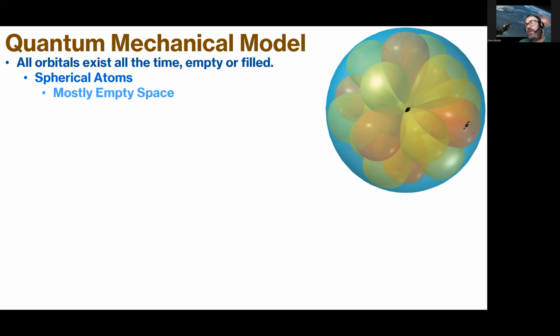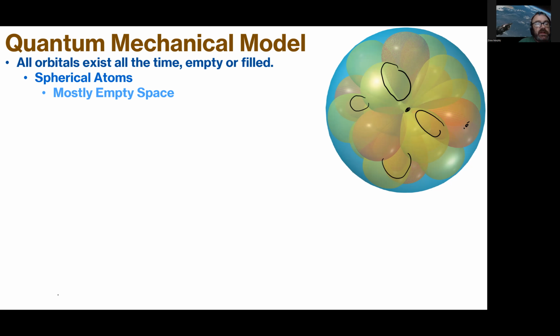It's also important to know, and you can kind of see it in this picture, a lot of the lobes in these orbitals are overlapping in the same spot, which is going to lead us to some interesting things later on when we get into where electrons are in the orbitals.